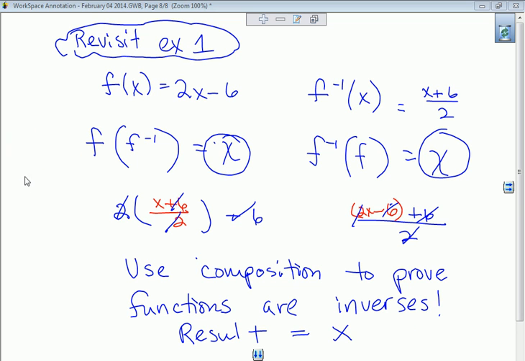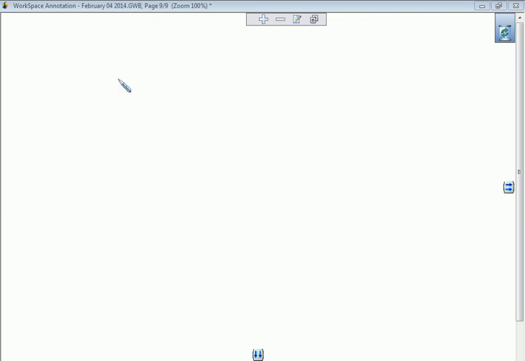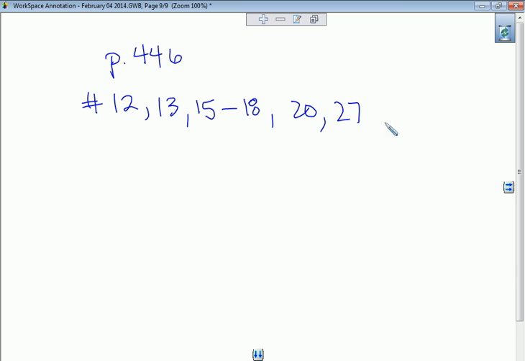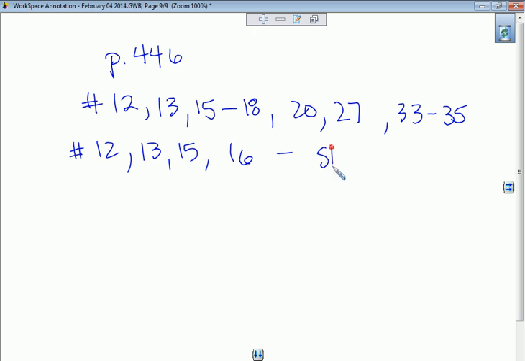And let's talk about that homework real quick. I saw most of you come up, quite a few come up and take a picture of it. That is awesome. Your homework is out of your textbook. It's page 446. We're going to do 12, 13, 15 through 18, 20, 27, and 33 through 35. But just on problems 12, 13, 15, and 16, we are asking you, in addition to following the directions, to sketch the graph of the function and its inverse, and then to tell us if one-to-one.